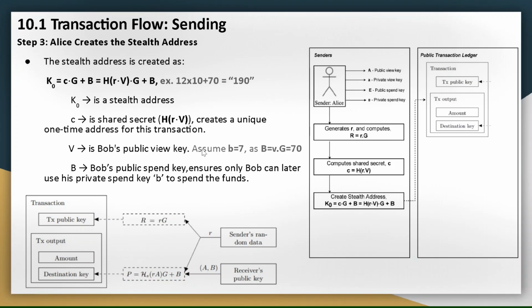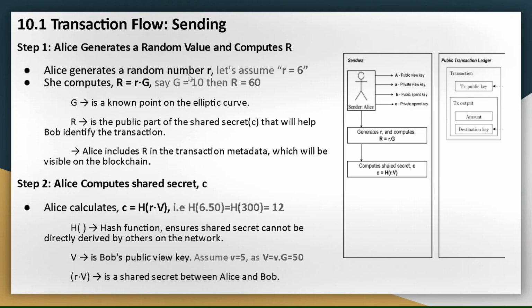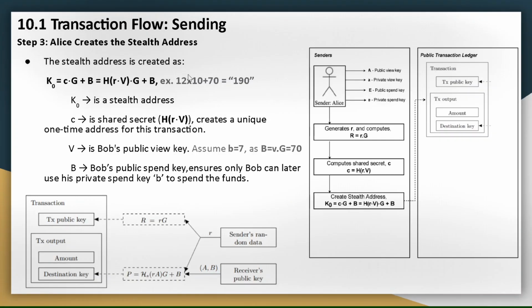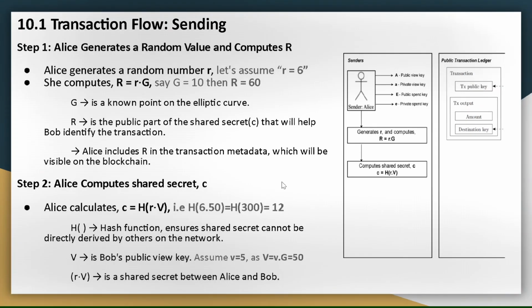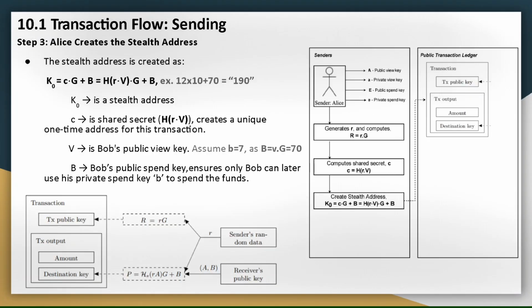Now what part of the creation will be broadcasted and visible on the blockchain? For example, if any attacker or hacker is present on the network, what will he be able to see? Alice will broadcast the transaction. What will Alice broadcast? Alice will broadcast capital R. Capital R is small r into G. Because G is known to all the network, but small r is not known to anyone other than Alice. So it doesn't make sense to try to derive it.